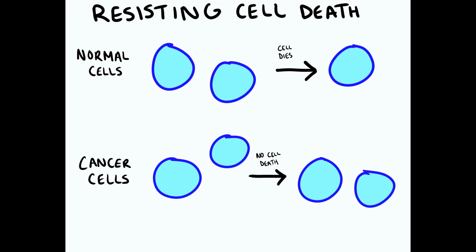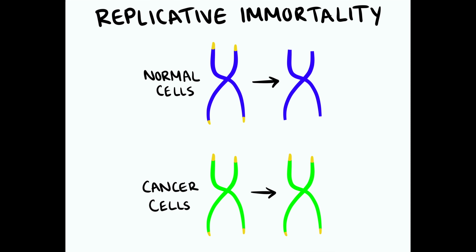Resisting cell death is another hallmark because when normal cells have DNA damage or their telomeres are shortened, they initiate apoptosis or cell death. And cancer cells with mutated tumor suppressor genes and other cell damage will not receive the apoptosis signal, allowing them to continue to divide and grow tumors after the point when normal cells would die. And another hallmark of cancer is replicative immortality.